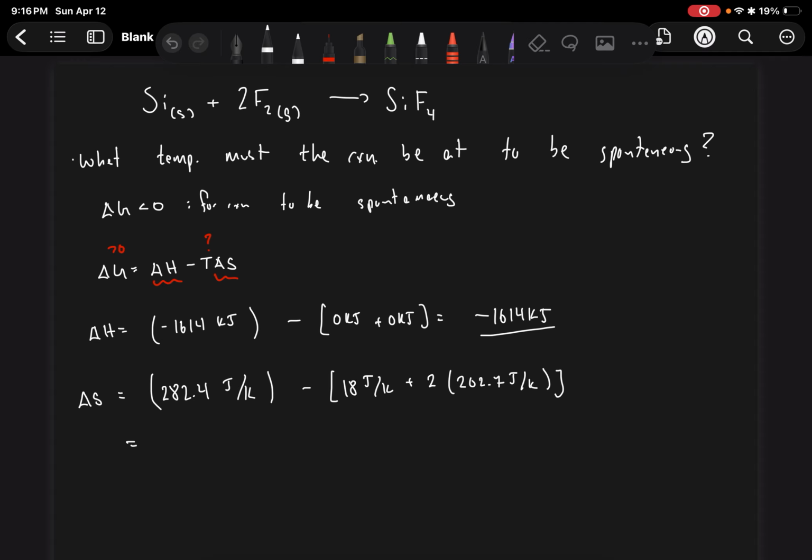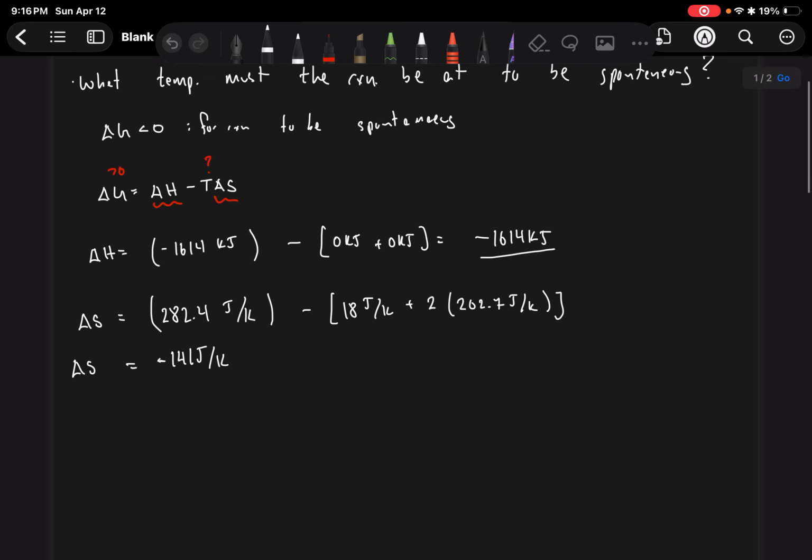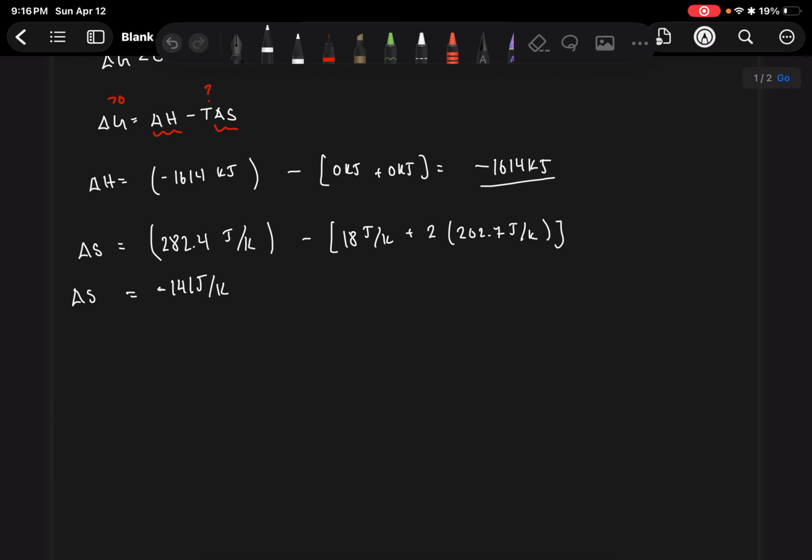282.4 minus 18. Wait, did I write 202? Yeah, I think 202.7. Okay, we should get negative 141 joules per Kelvin. So that's going to be our change in S. Okay, so we basically have most of the question done now. We just have to substitute these into our equation.